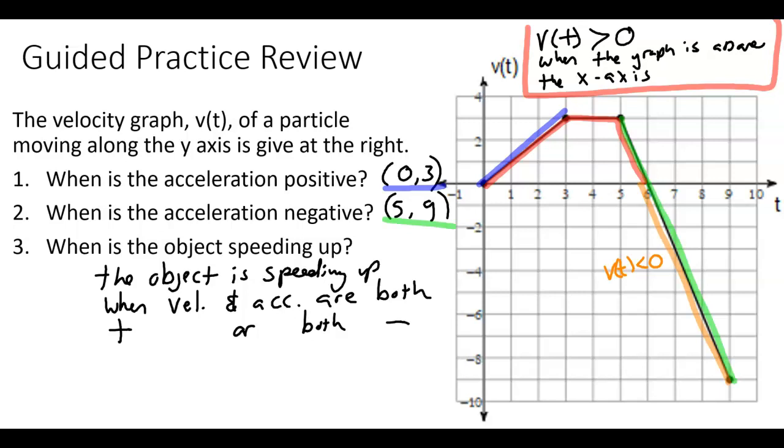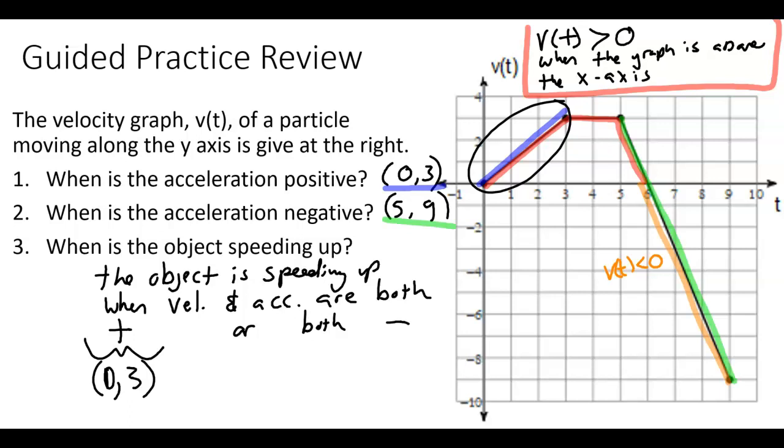Okay, they're both positive on what interval? So let's find that first. Well, the red area is where velocity is positive, and the purple area is where acceleration is positive. So right here, they're both positive. And so since velocity and acceleration are both positive on that interval, then we would say the interval from 0 to 3 is a place where they are both positive.